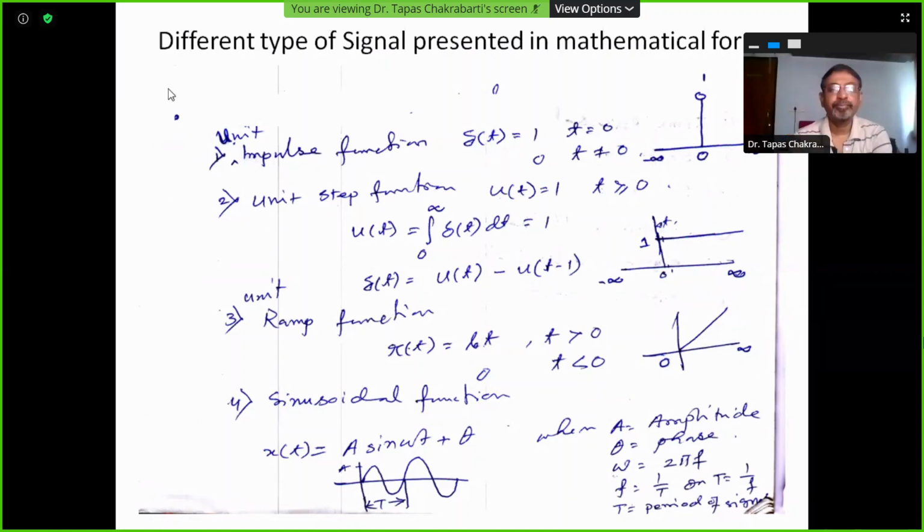From the impulse function and unit step function, you have observed this is called the unit step function. If from this u(t) you subtract u(t minus 1), then it goes to only the impulse, that is at the point of 0. That is written here: the impulse is equal to u(t) minus u(t minus 1). Just write down this one.